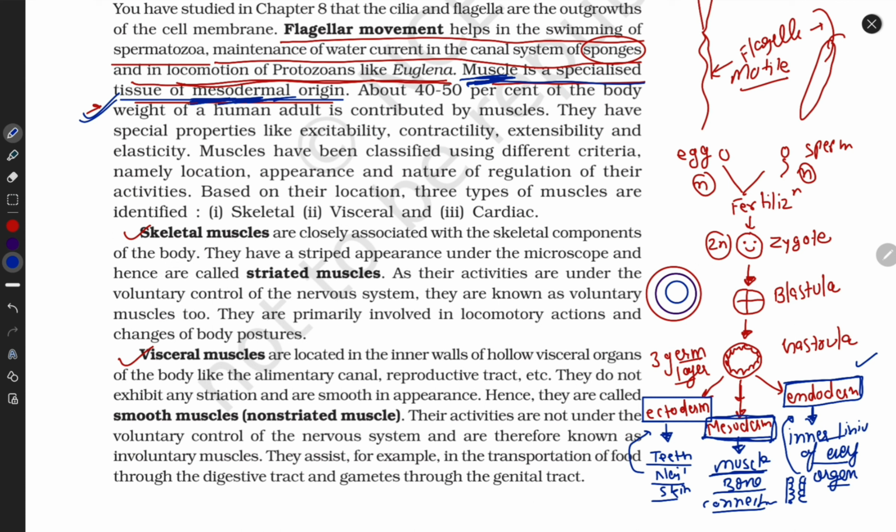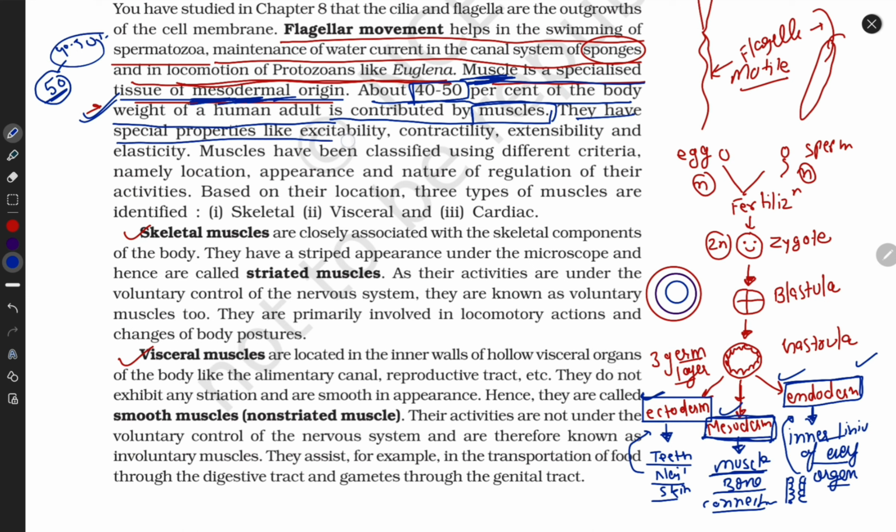After gastrulation, these three germ layers form and they decide which layer forms which kind of organs. About 40 to 50% of the body weight of a human adult is contributed by muscles. Our 40 to 50% weight is totally muscles. If someone has 50 kg weight, then 40 to 50% of their weight is muscles only.